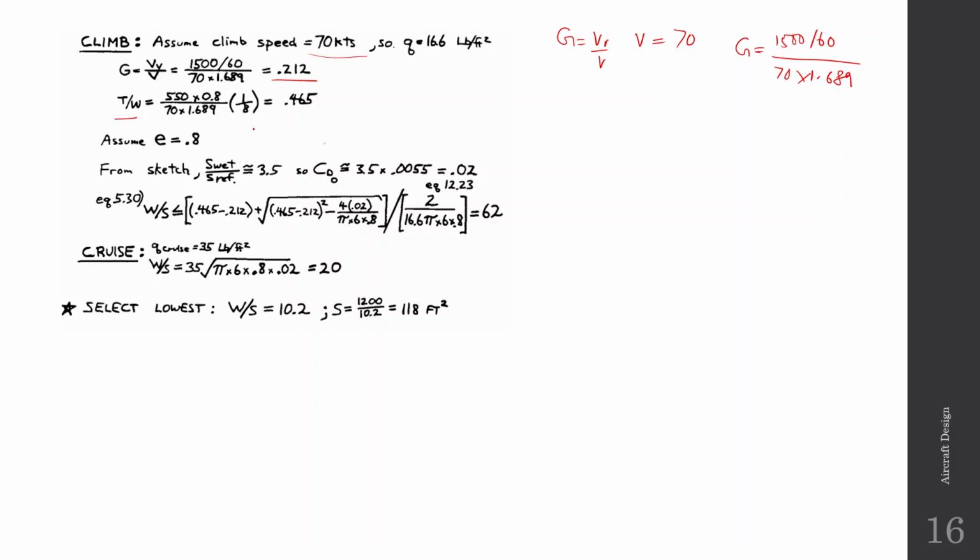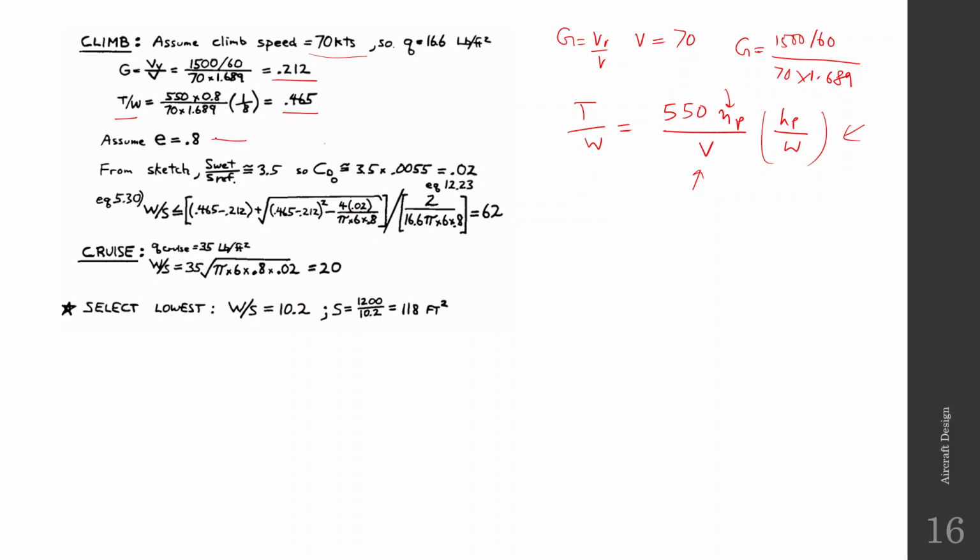Now you calculate the thrust loading. If you remember, for a propeller aircraft the equivalent thrust loading is calculated using this formula. This is the propeller efficiency factor, and this is the velocity, and this is the horsepower to weight ratio. So 550 into propeller efficiency is assumed to be 0.8, and climb velocity is 70 knots, so 70 into 1.689 feet per second, and horsepower to weight ratio is 1 by 8. So with this you get that the thrust to weight ratio is 0.465.